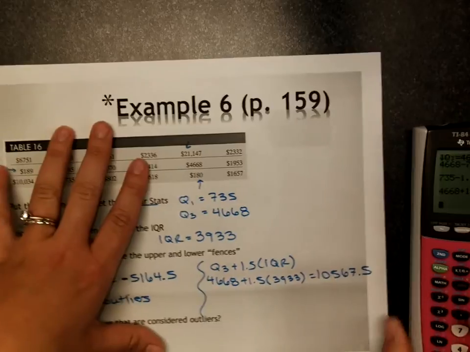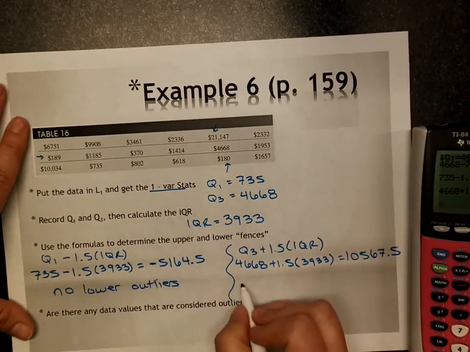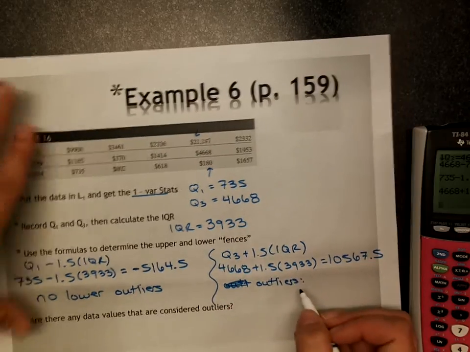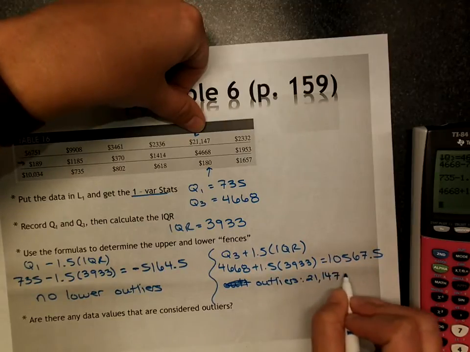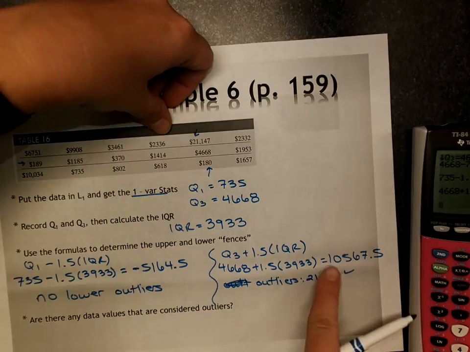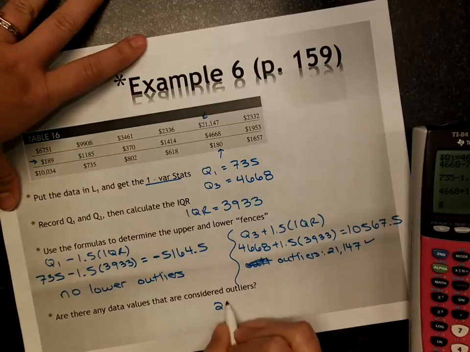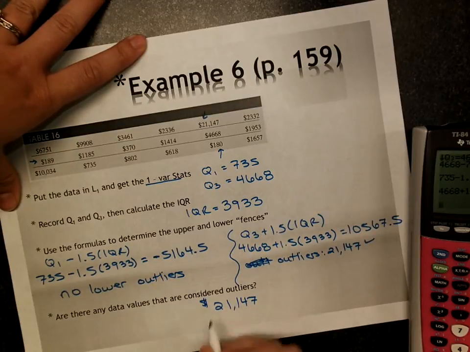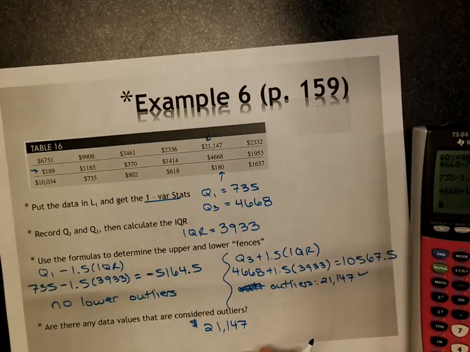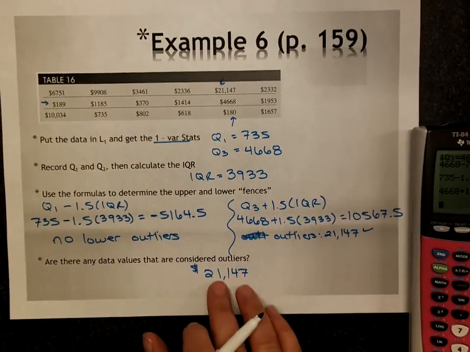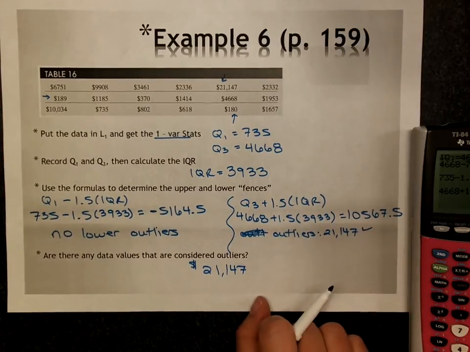Now, looking in our table, 21,147 is actually an outlier. Anything else bigger than 10,567 is an outlier, so that's the only outlier. 21,147. I think these were the monthly salaries of employees at a company. So that must be the president or CEO or owner making $21,000 a month. Must be nice. So that's an upper outlier for this set of data. Anything bigger than the upper fence. So that's how to calculate outliers.